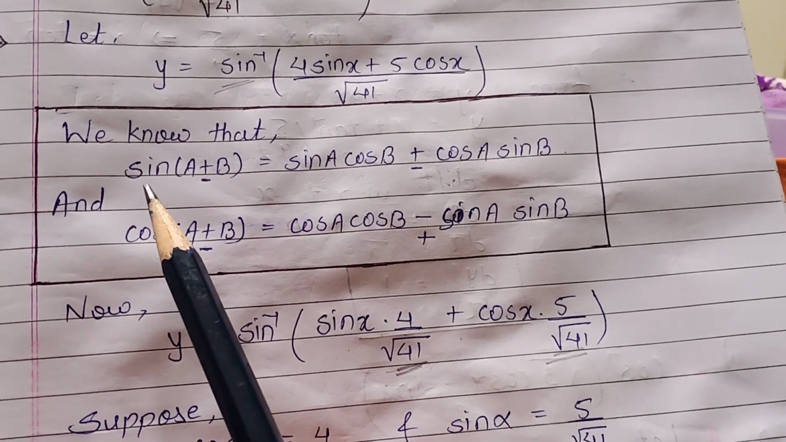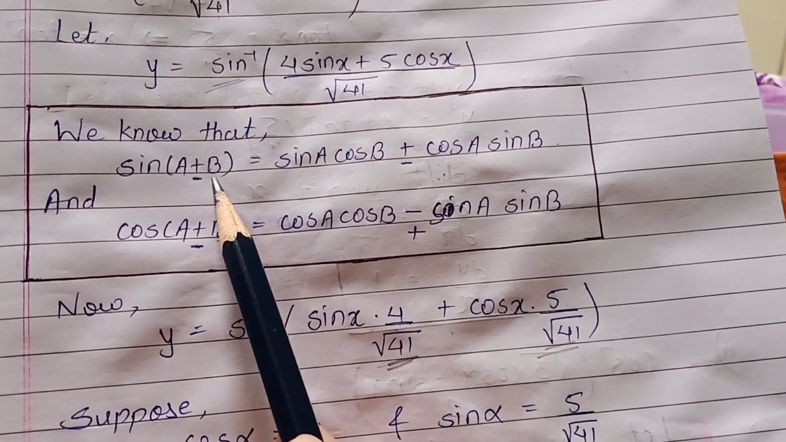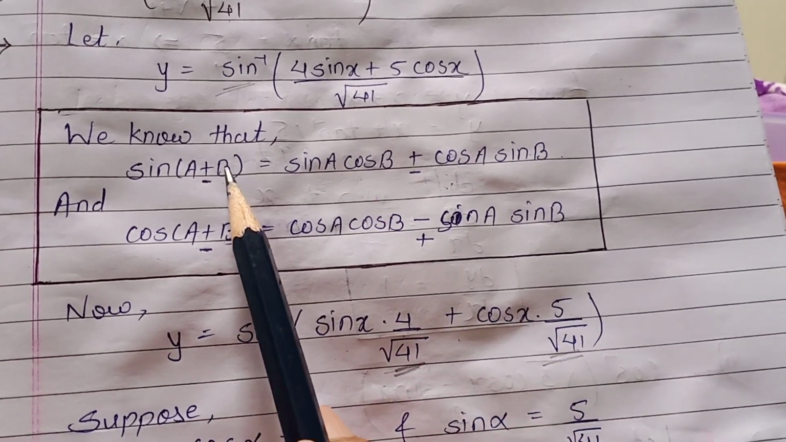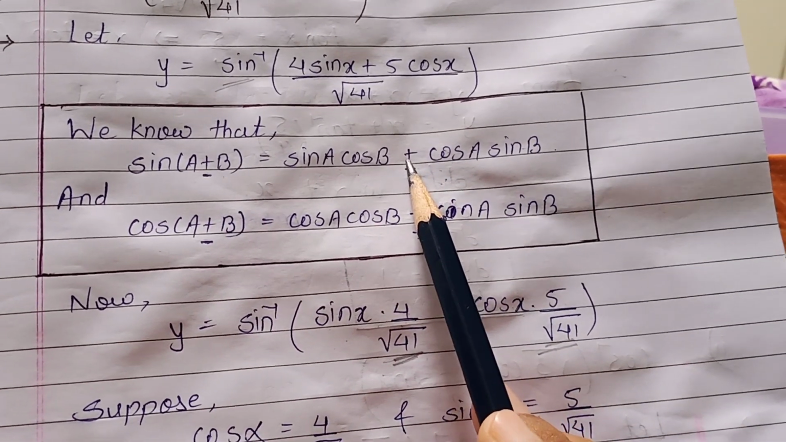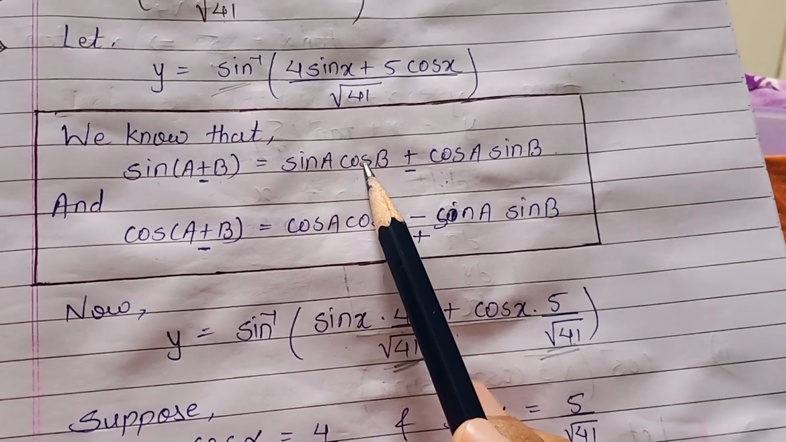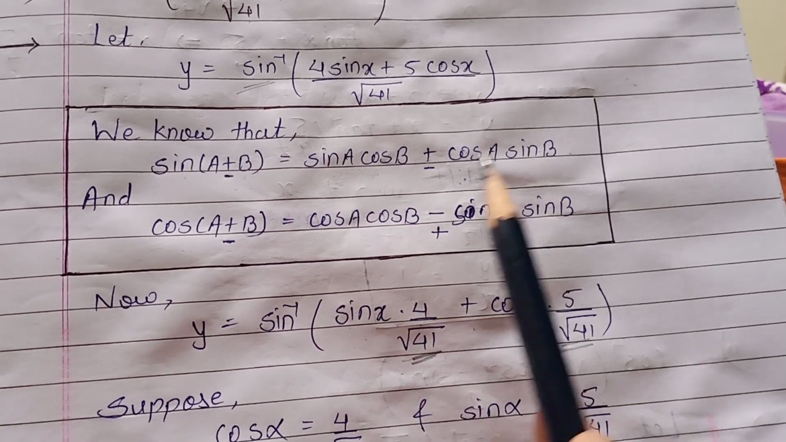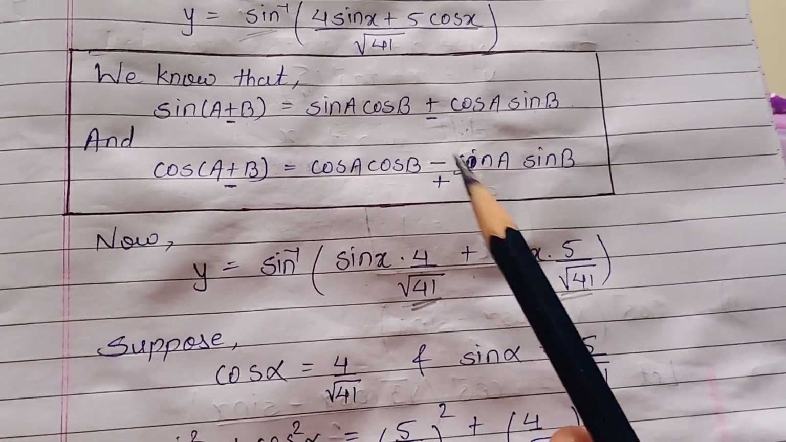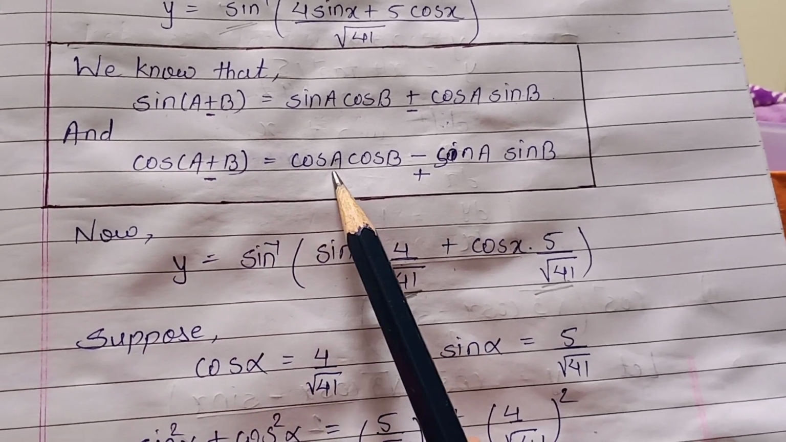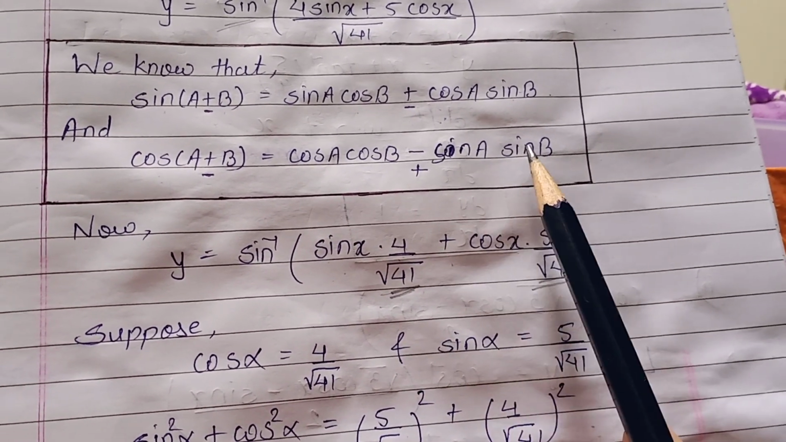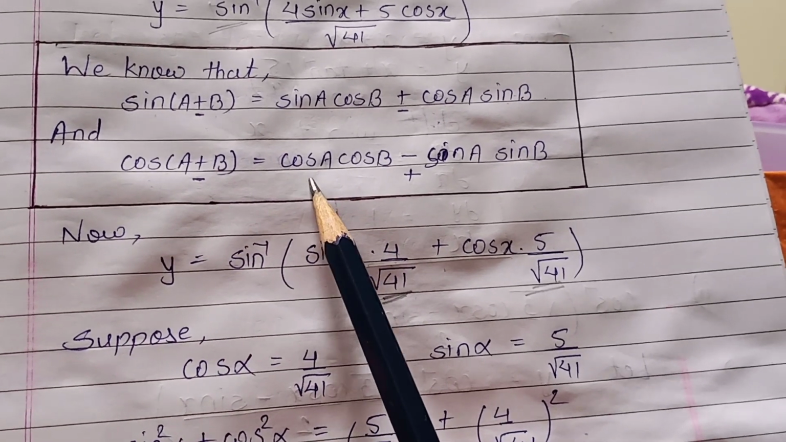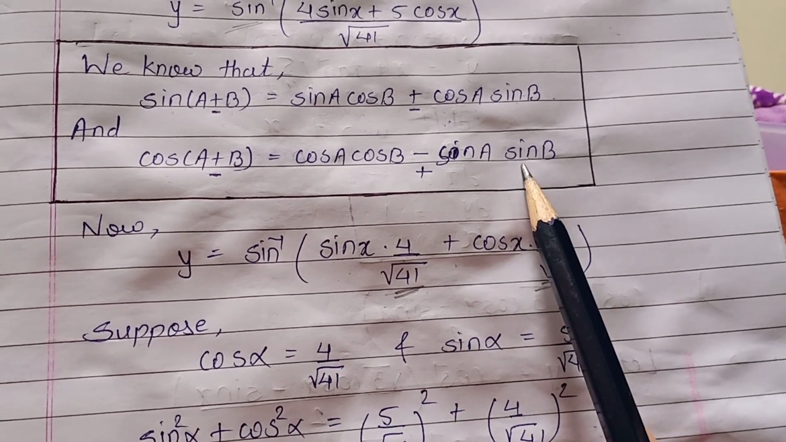So as we know, the sine of a plus b formula is sin a cos b plus cos a sin b. For sine of a plus b there is plus only, and for sine a minus b the formula is sin a cos b minus cos a sin b. Likewise for cos it is opposite. For cos a plus b the formula is cos a cos b minus sin a sin b, and for cos a minus b the formula is cos a cos b plus sin a sin b.